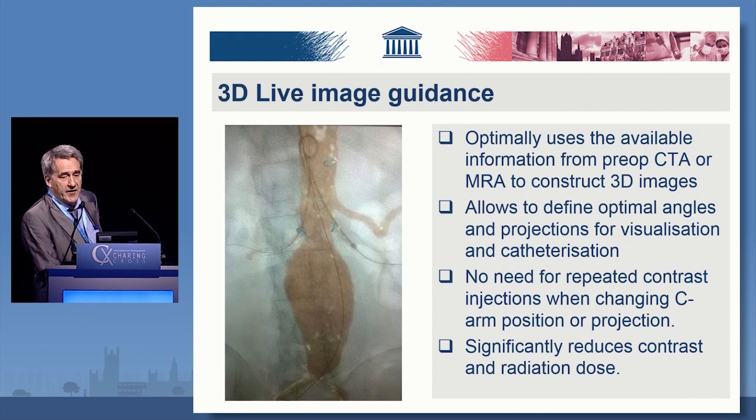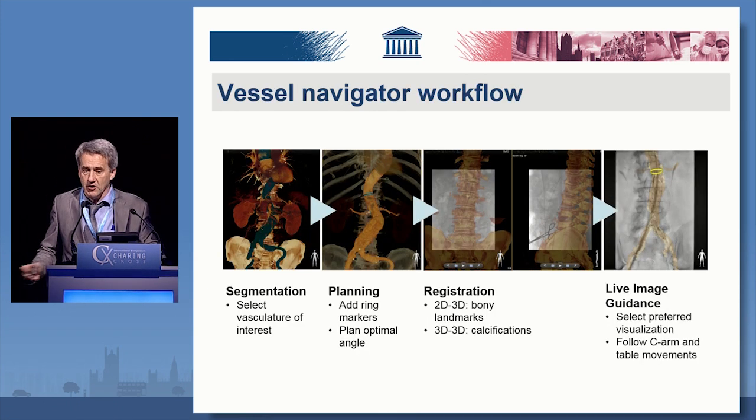They also allow us to define optimal angles and projections for visualization and catheterization, so that this does not have to be done during the intervention itself, but can be done beforehand. It allows for fewer contrast injections when changing the C-arm position or projection. In fact, this is no longer necessary when we use this live image guidance software. Therefore, for all these reasons, it is able to significantly reduce contrast and radiation dose.